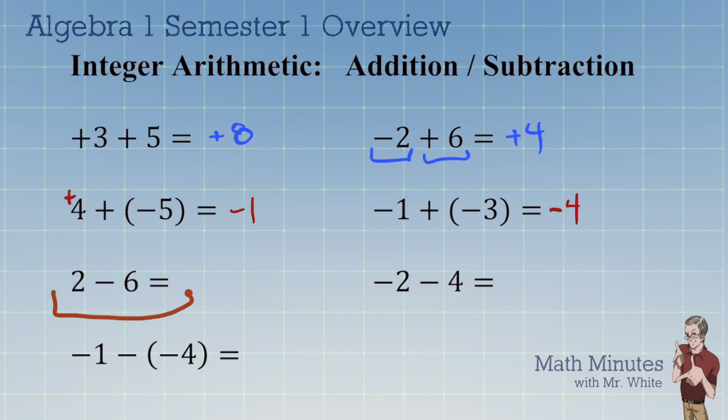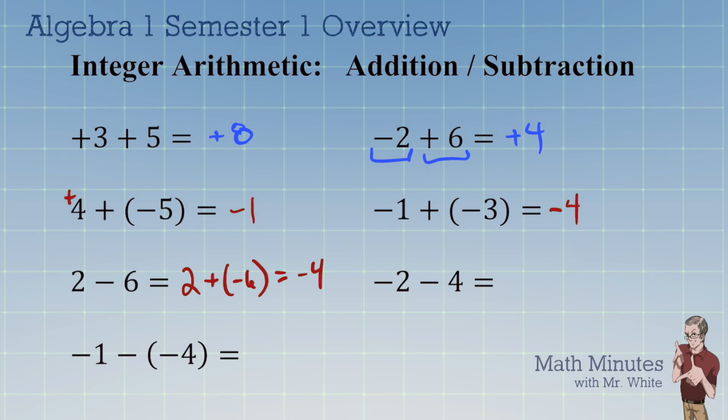Now this next example looks like subtraction, but I would encourage you to think about this not as subtraction, but think of it as 2 plus -6. There's no such thing as subtraction. Just think of it as a -6, and then you can play the who wins by how much game. So the negatives win by 4.